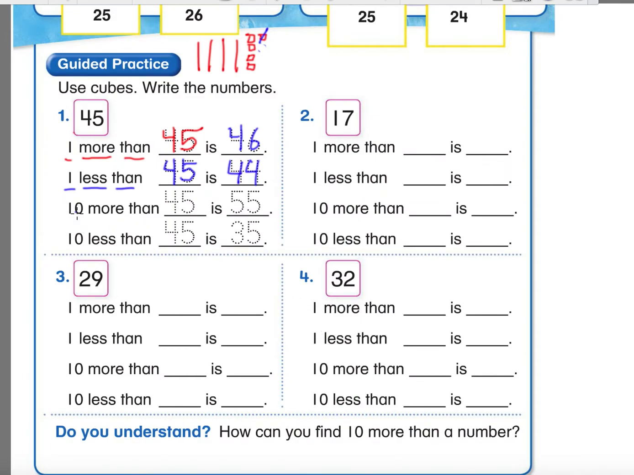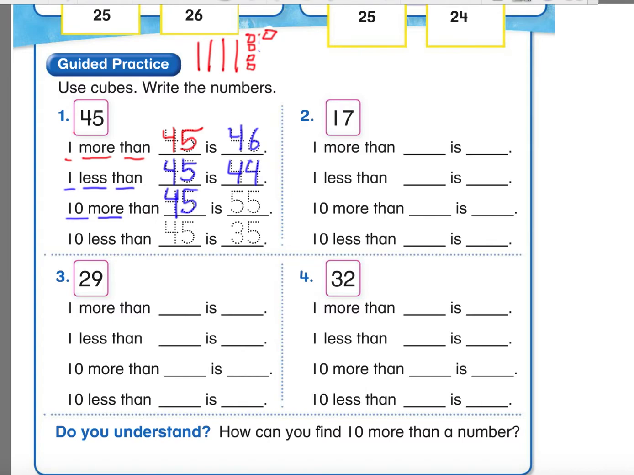All right, next one says we need 10 more than 45. 10 more than 45. So we do the same thing again. And just put this square back. So if we need 10 more, what are we going to change? The ones where the 5 is, or the tens where the 4 is?